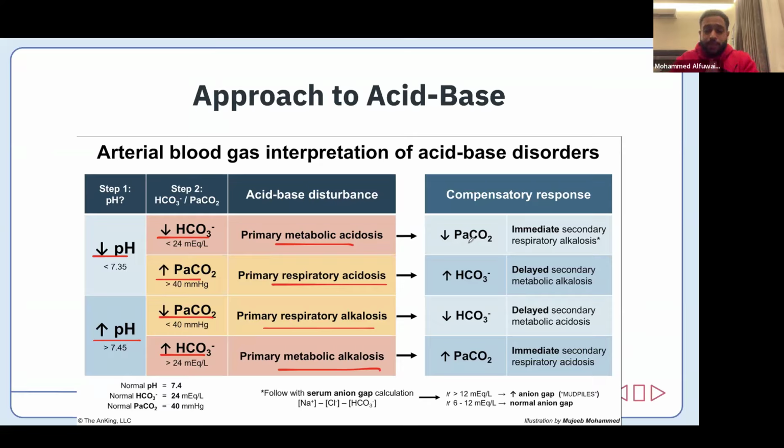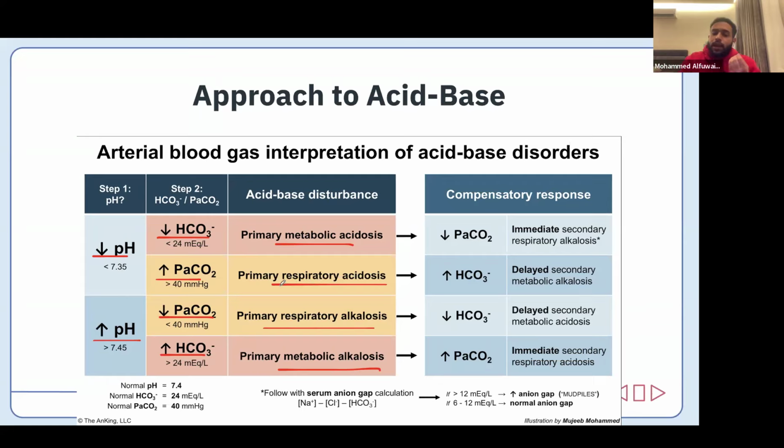This is an immediate effect. This should happen immediately, right? It's easy to think about. If your body senses that you have high acid, what it will do is just increase your breathing. That's it. Immediate response. Okay?